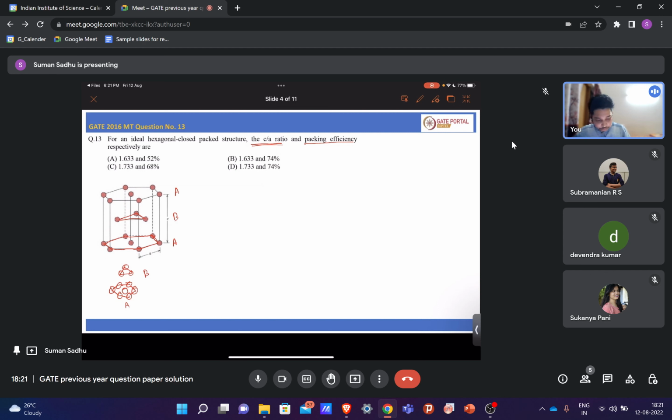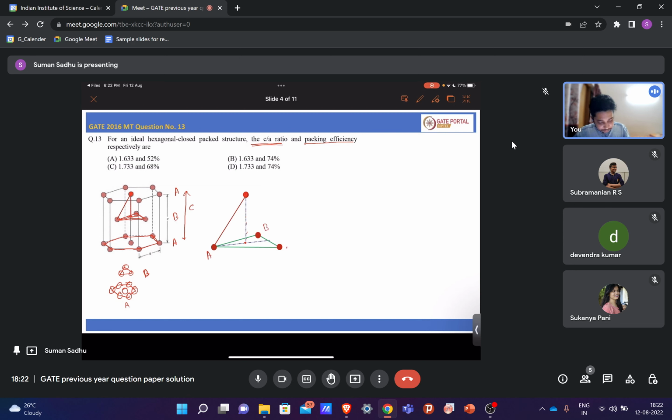So now we need to determine the C by A ratio. This height of the unit cell is C, and this is the lattice parameter. So now if we project this atom to this plane, it will intersect this plane somewhere here. So now let us magnify this area. You can see that this top atom, if we project it to this plane, is intersecting somewhere here. And this is a stacking of this A type and B type atomic plane.